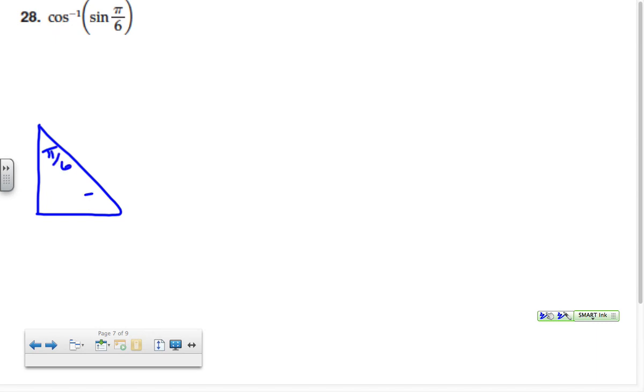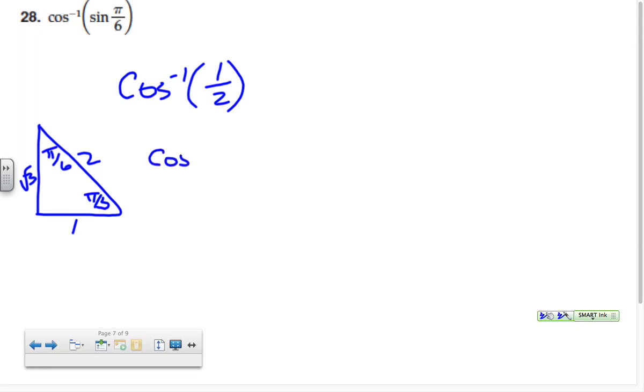Well, the sine of pi over 6 is the opposite over hypotenuse of my pi over 6 triangle. Pi over 6, pi over 3, 1, root 3, and 2. Okay? So my sine of pi over 6 is 1/2. So I'm going to the cosine inverse of 1/2. Well, the cosine of what angle is 1/2? So cosine is adjacent over hypotenuse. So my cosine inverse of 1/2 is pi over 3.